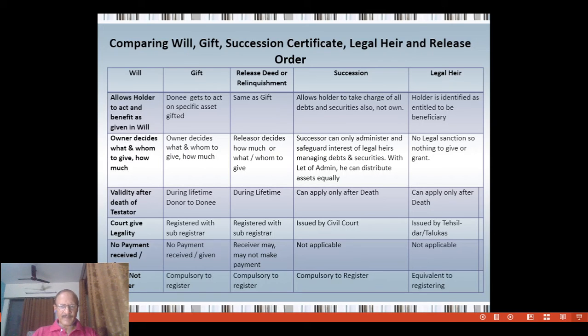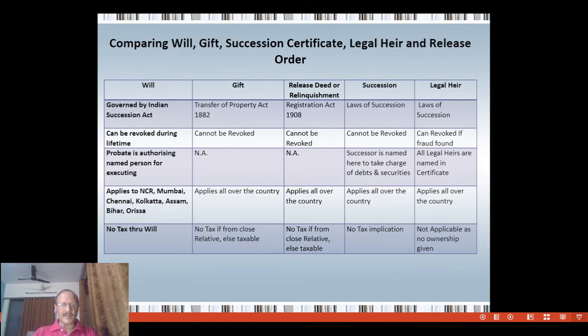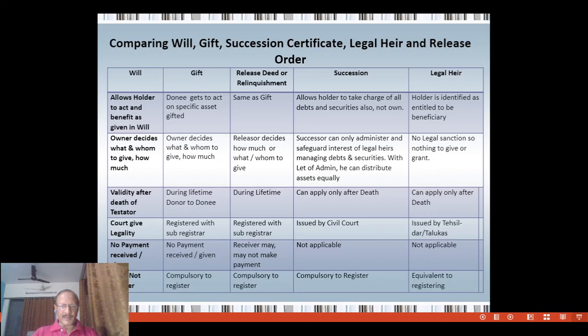Payment: there is no payment to be received or given. Again, gift is free. Release deed, sometimes the receiver may or may not make payment; the giver can take it, sometimes may not take. Succession, this does not apply, and once the letter of administration is received, again it is without any payment, everything is distributed, assuming that there is a family agreement. Legal heir, not applicable.